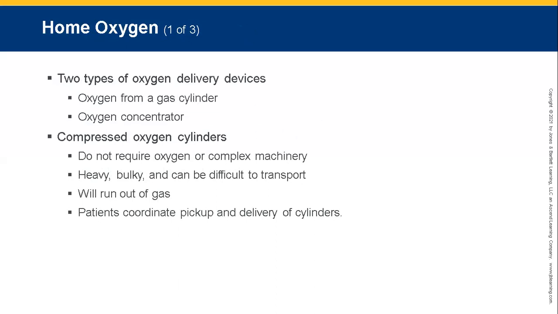Home oxygen, patients with home oxygen. Two types of oxygen delivery devices: oxygen from a gas cylinder or an oxygen concentrator. Compressed oxygen cylinders do not require electricity or complex machinery. They are heavy, bulky, and can be difficult to transport, and will run out of gas. Patients coordinate pickup and delivery of these cylinders.